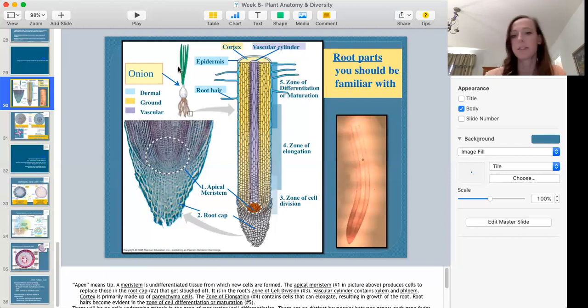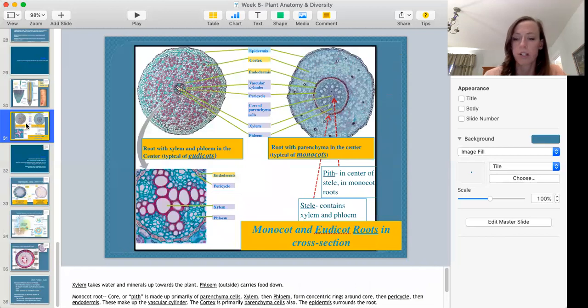Okay. And this is a root taken from an allium or an onion, which we'll look at actually under the microscope in lab this week too. We're going to look at it in long section, and then we're also going to look at it in cross section. So that brings me to this picture right here. So this is a monocot, and it's a root. This is a dicot root.